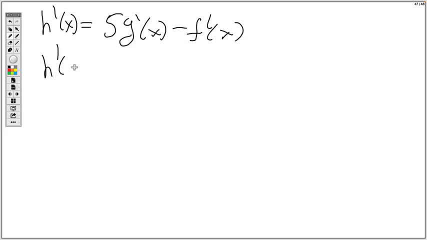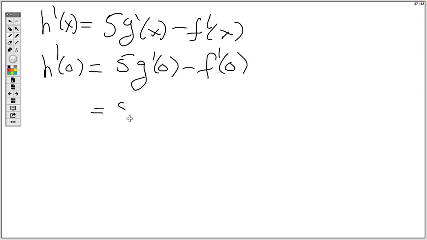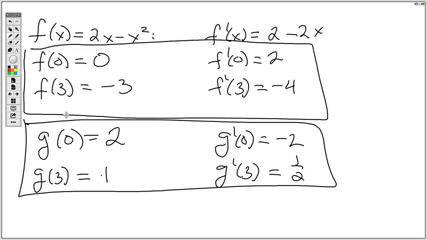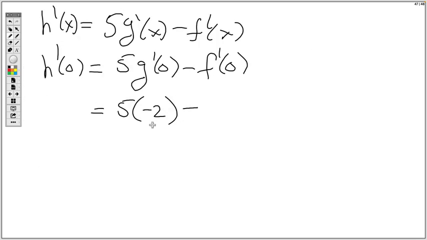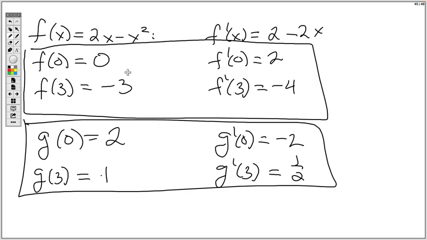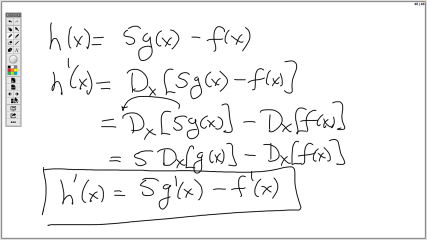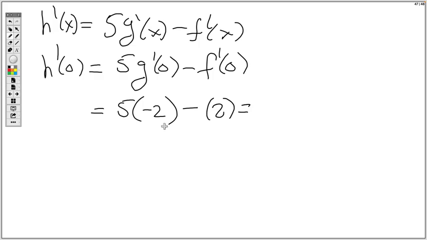So if I want h prime at 0, that's going to be 5 times g prime at 0 minus f prime at 0. G prime of 0 I got from the graph. So I go back to that. G prime of 0 was negative 2. F prime of 0 was positive 2. So I get a negative 10 minus 2. That's a negative what? 12. Make sense or not, folks?